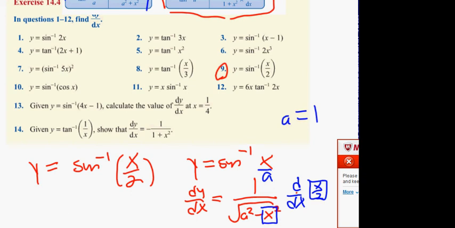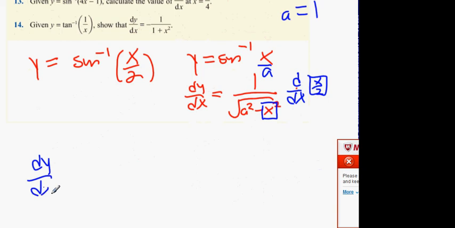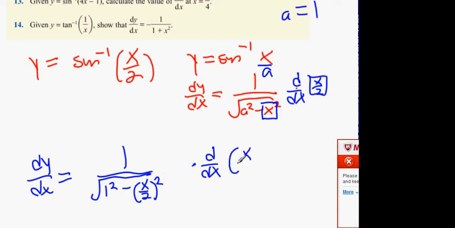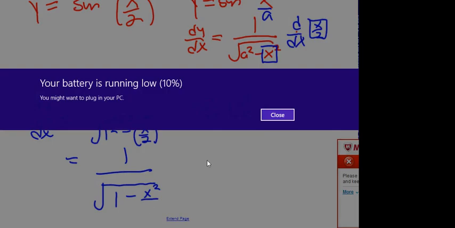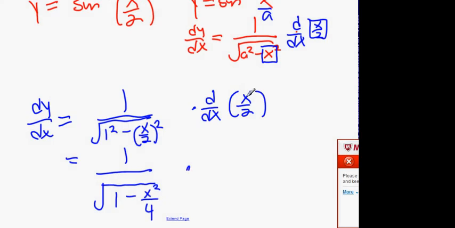Okay? So, what we're going to get is this. The dy/dx ends up to be a squared, which is 1 squared, which is 1, minus x over 2 squared. Then you have to differentiate x over 2. We're going to get 1 divided by the square root of 1 minus x squared over 4. Differentiate, what happens when you differentiate x over 2? What you get? What happens when you differentiate a half x? Half. Okay, so it's a half.